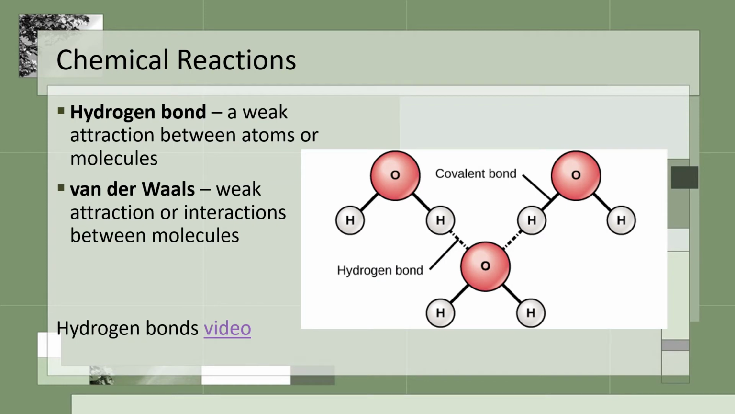2 other types of bonds or attractions between atoms are hydrogen bonds and van der Waals. Hydrogen bonds are very weak and are easily broken, but are very important to sustaining life. Van der Waals interactions are also weak attractions that occur between covalent polar bonds of different molecules.